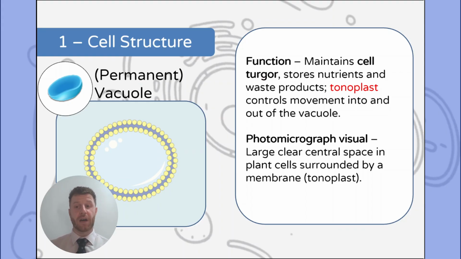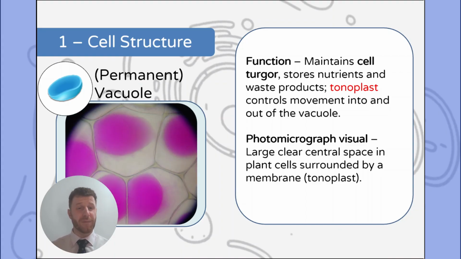You'll notice here that I've also written tonoplast. Around the outside of the vacuole, it has its own specialized membrane called the tonoplast, which basically controls what moves in and what moves out of that vacuole. The photomicrograph visual is usually very, very easy because it's a very large part of a plant cell. They occupy quite a big space. On this one, they've been stained pinky purple for you, so you can see it quite clearly.